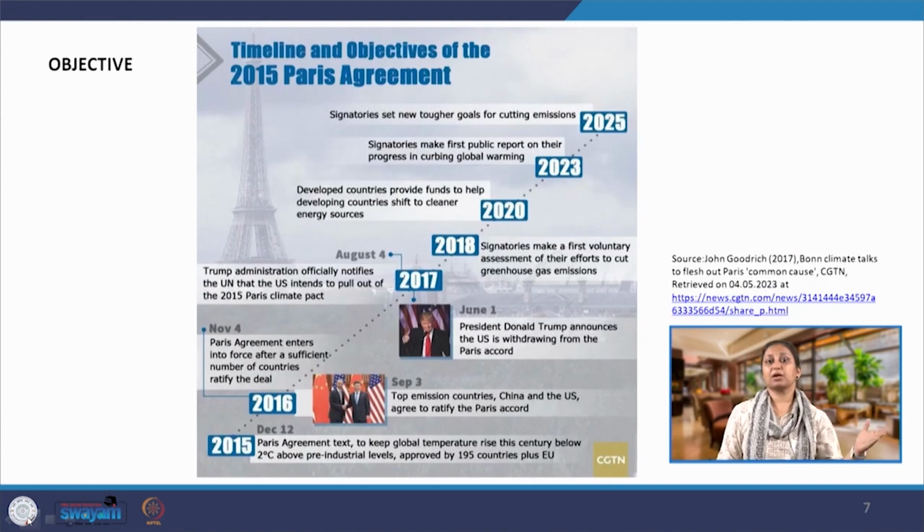If we look at the timelines, since we started talking about the historical events and timelines for sustainable development for UNFCCC and even Kyoto Protocol, we have seen the timeline only up to almost 2015. Now, what happened after 2015?